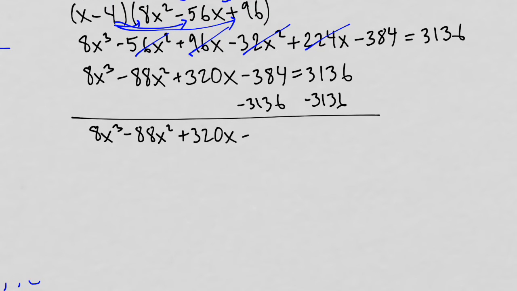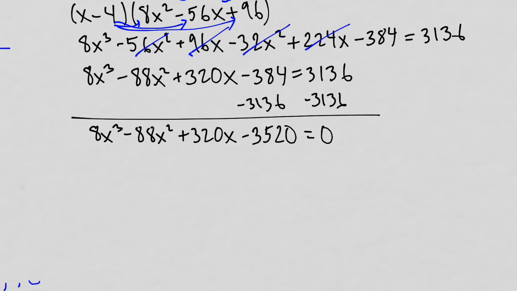Now let's see, negative 384 and negative 3136 is going to give me negative 3520. Yeah, that's right. Equals 0.